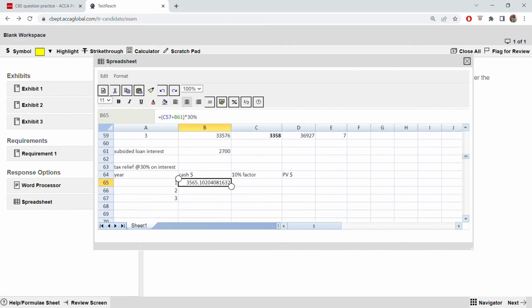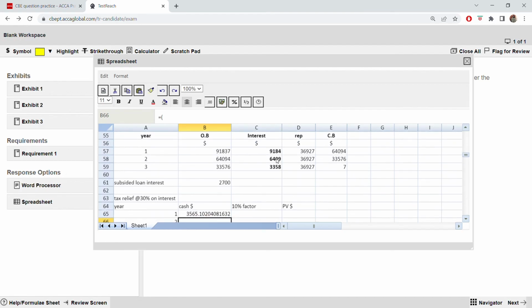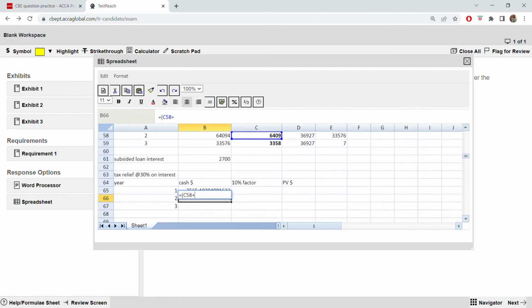Keep the number as it is. At the end, you can take everything and format. Whenever the formatting stuff comes, do it at the end only, okay? Rather than doing it individually one by one. Same here. Equal to bracket, second year interest, add with 2,700, close the bracket, multiply by 30%. Enter. And third year, bracket, this plus this, close bracket, multiply by 30%. Enter.